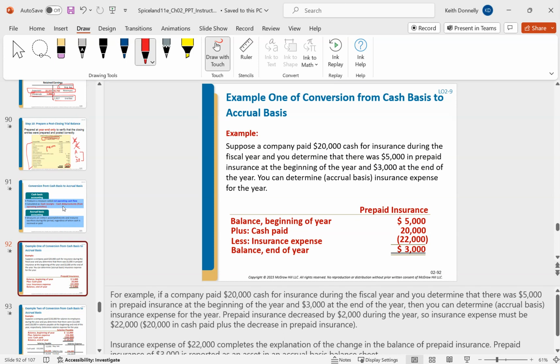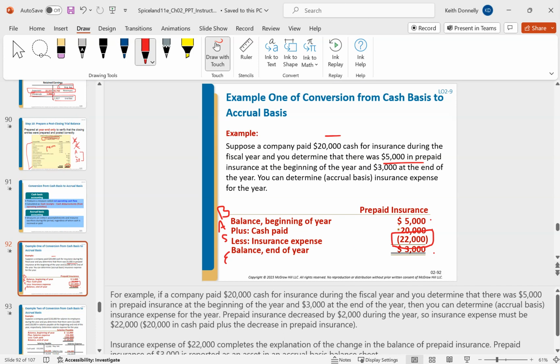So here's an example where you might need to convert. They give us some information here. Suppose a company paid $20,000 in cash, right? So that's a cash outflow of 20 during the period, and you determine there was $5,000 in prepaid insurance at the beginning. Can you please figure out the insurance expense for the year? So this is just that base formula, right? We figure out, base, beginning plus additions minus subtractions gets us our ending. They're giving us these three things, and then we got to back into solve for our insurance expense.